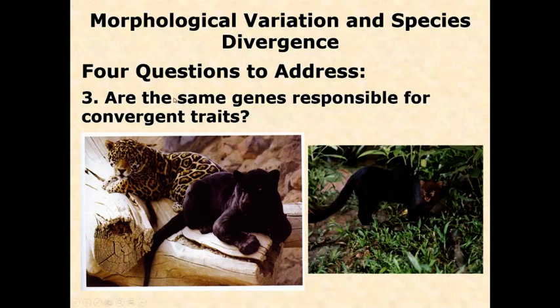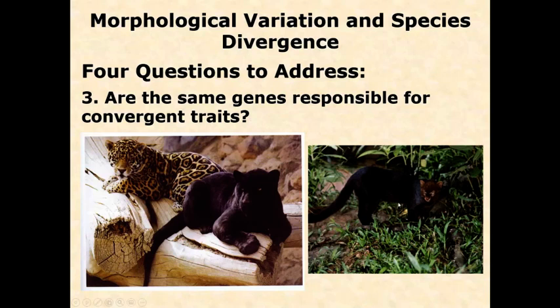Number 3, are the same genes responsible for convergent traits? So here's a remarkable example of convergence. This is the melanic form of the jaguar, and most of them have the spots, but there are some, in even some areas it's even a little bit more common than in other areas.